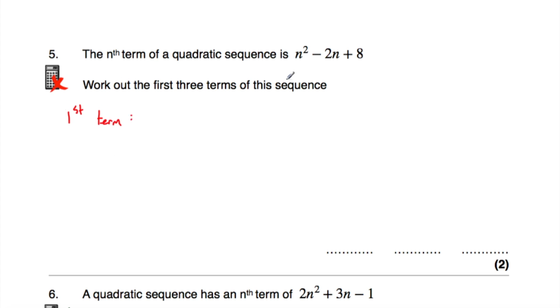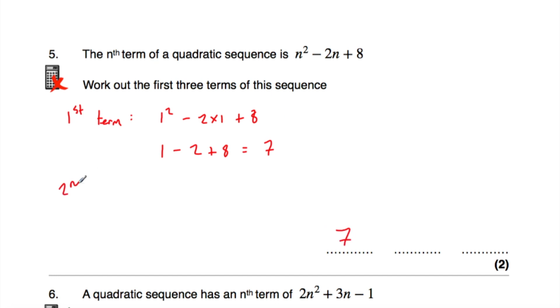To find our first term, we just need to let n equal 1. So instead of n squared, it'll be 1 squared, then subtract 2 times n, so 2 times 1, and then plus 8. Let's work this out. 1 squared is 1, then subtract, and 2 times 1 is 2, and then we've still got our plus 8. So 1 take away 2 is negative 1, plus 8 is 7. So the first term in this quadratic sequence is 7.